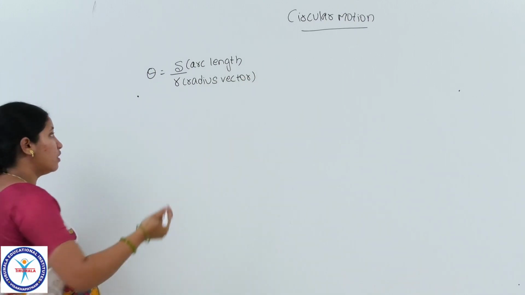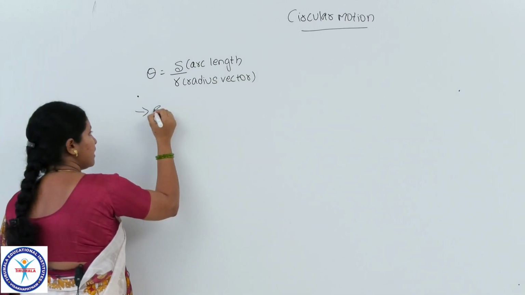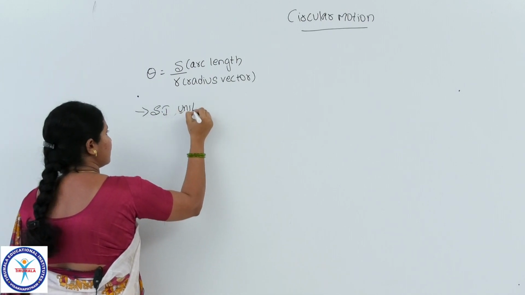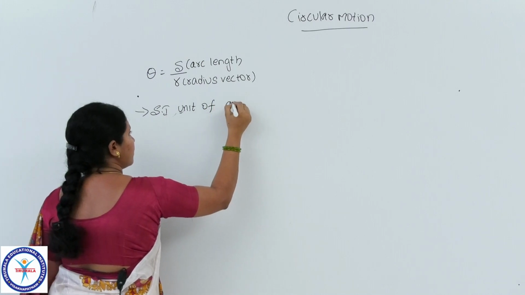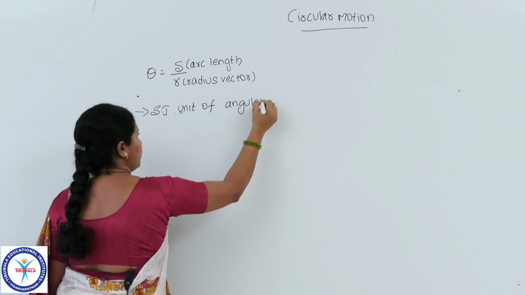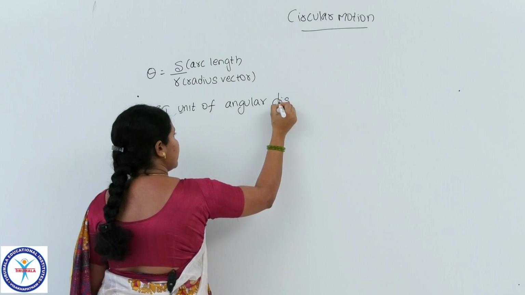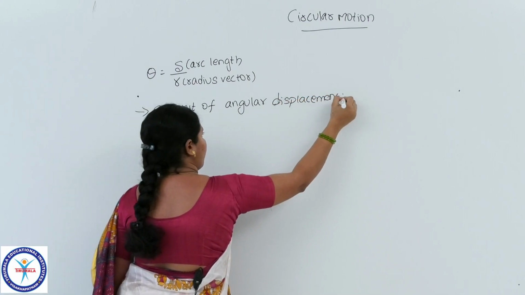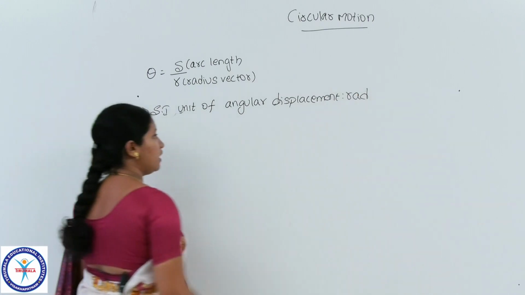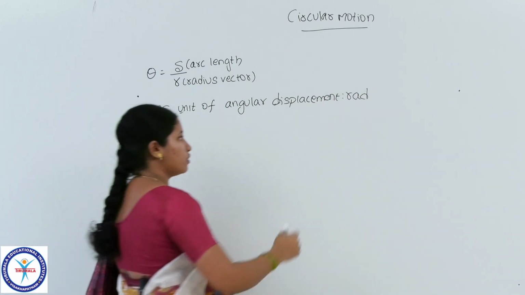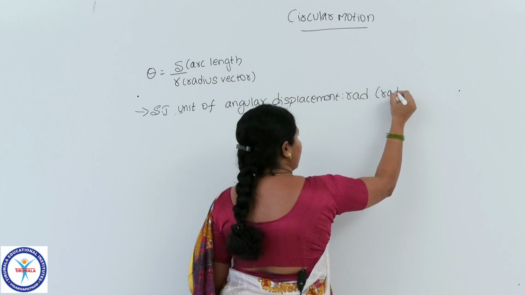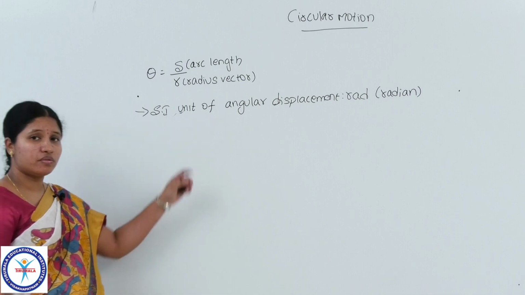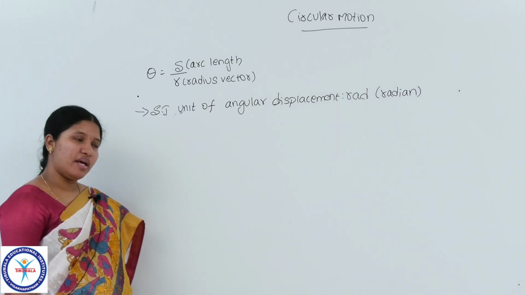Now we need to see what is the SI unit of angular displacement. The SI unit of angular displacement is radian, which is denoted by rad, R-A-D. The full form is R-A-D-I-A-N. So the SI unit used to denote angular displacement is radian.